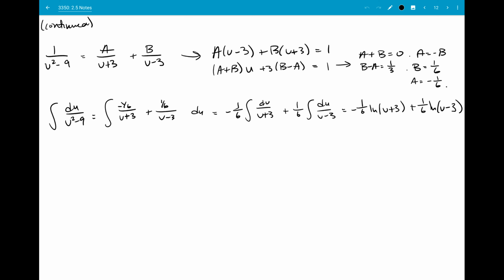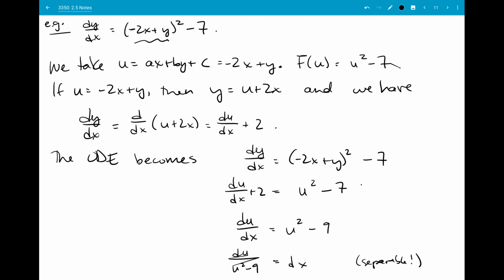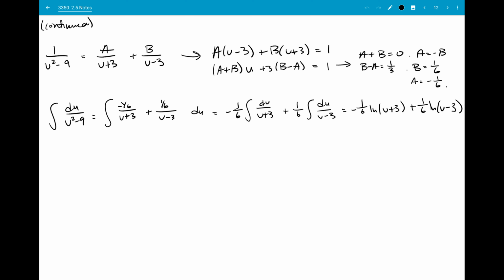So on this next slide, I went ahead and did fraction decomposition because this is a separable equation. I'm going to have to integrate both sides, so I'm going to have to integrate 1 over u squared minus 9. And I didn't want you to watch me do fraction decomposition, so if you want to pause and look at this, do that. But our answer is that when you integrate, you get minus 1 over 6 natural log of u plus 3 plus 1 over 6 natural log of u minus 3. And so you can combine those with natural log rules to be the natural log of u minus 3 over u plus 3. Natural log of a minus natural log of b is natural log of a over b.